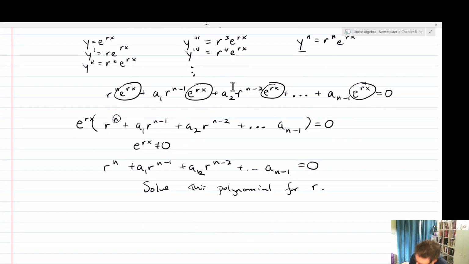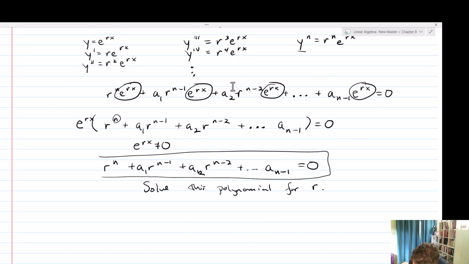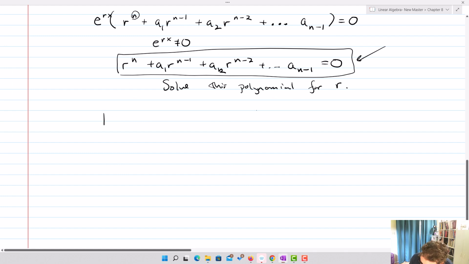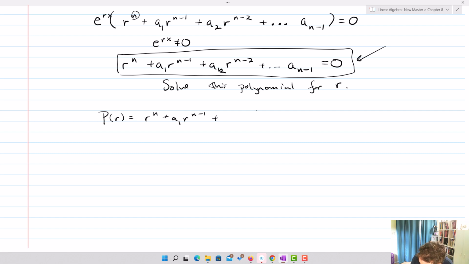First things first, I want to actually give this a name. This polynomial, what we're going to call p of r, is r to the n plus a1 r to the n minus 1 plus a2 r to the n minus 2 plus, and then we just keep going until we get to a sub n minus 1. And that's called the auxiliary polynomial. Okay, so that's our auxiliary polynomial.